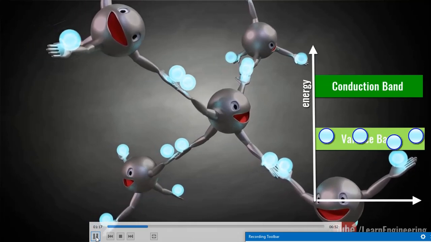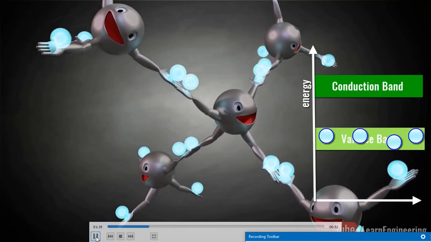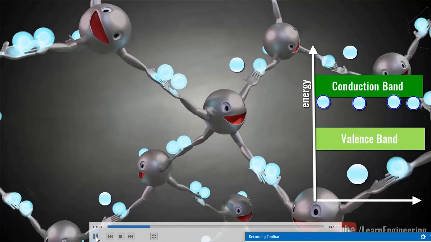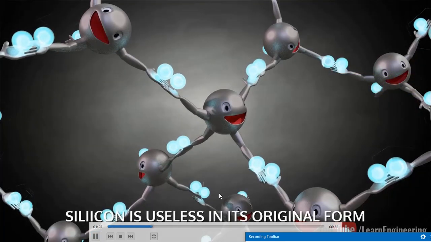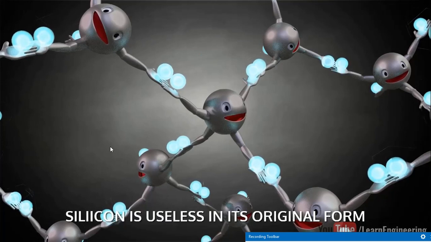Now whenever we give energy, what is happening? The electrons from the valence band move to the conduction band, producing holes in the valence band and free electrons in the conduction band. This is the normal condition. This is what happens. So we have free electrons represented here.